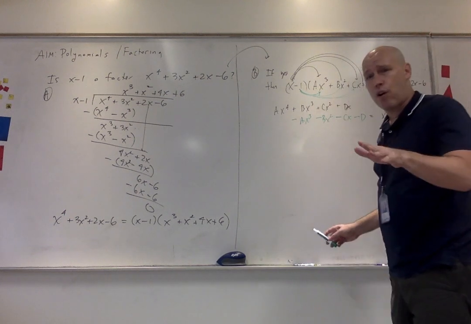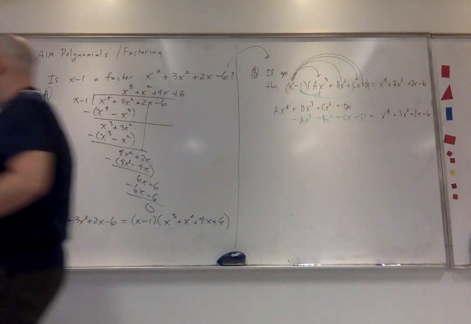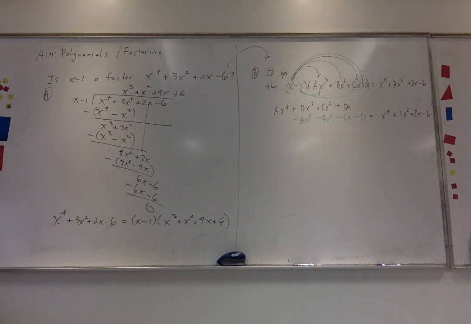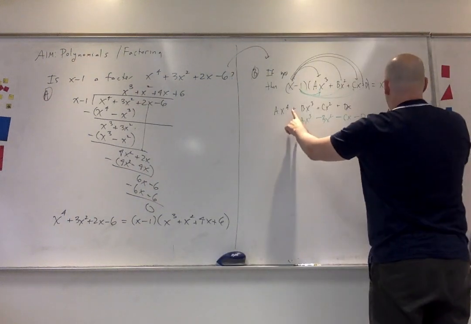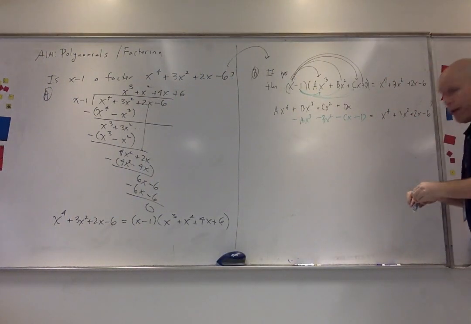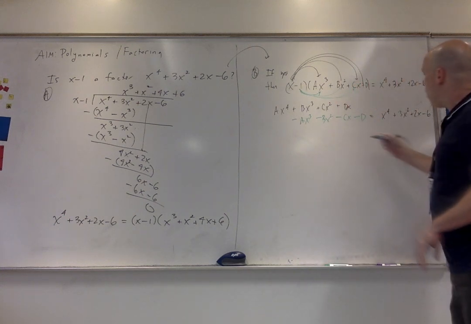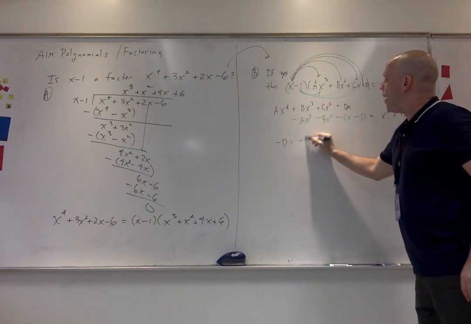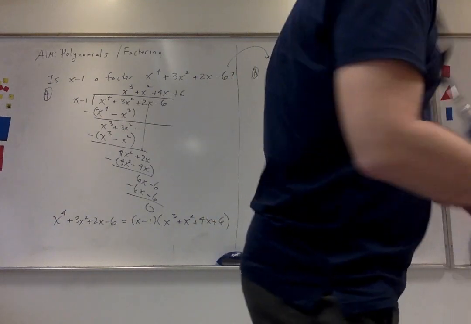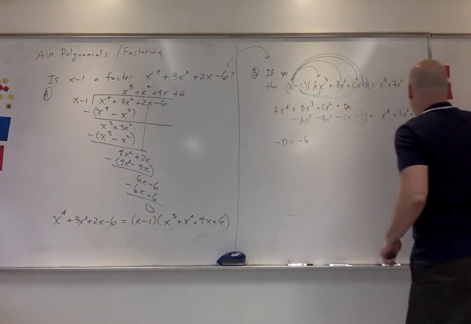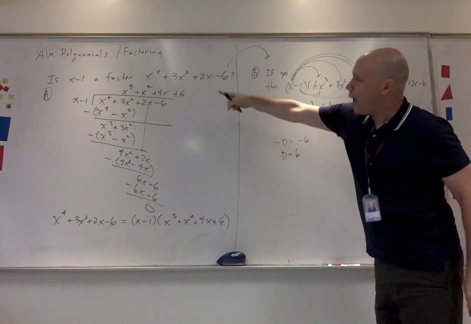You can say, hey, Mr. Adler, you said that if two polynomials are equal, then their orders are the same and all the coefficients are the same. So we can work backwards. So you're like, okay, well, negative d equals negative 6, which means that d equals 6, which we got over there.